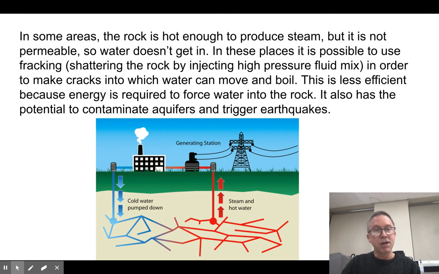Now there's a couple of worries. One is these are the same worries that we have with any kind of fracking technology, and that is that you have the potential to contaminate aquifers because you're pumping. It's not just water you're pumping down. There's other things in it to help it do its job.